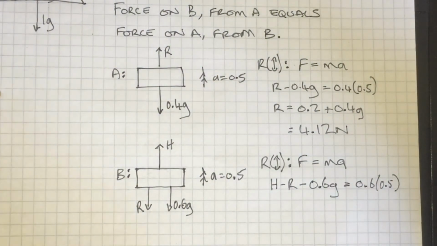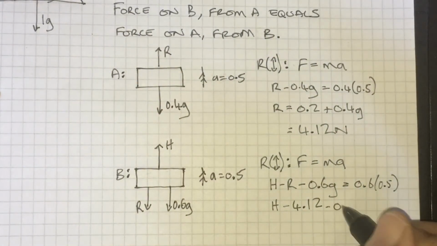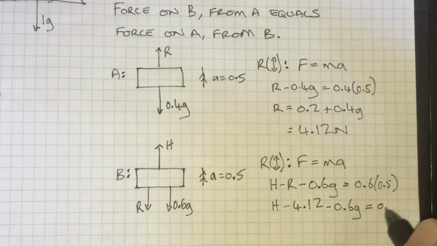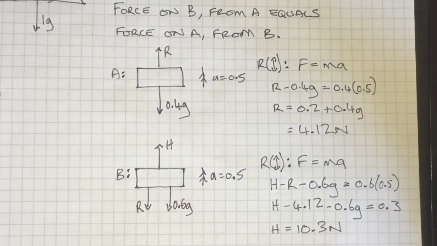Really, these two diagrams are going to occur each time. We consider A first because it has fewer forces, and then we can move on and consider B because we'll then have fewer unknowns since we already found the reaction force in between A and B. So the force exerted on B by the scale pan is the same as the force exerted on the scale pan by B, and that is 10.3.